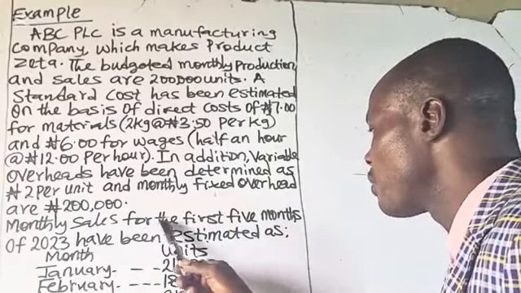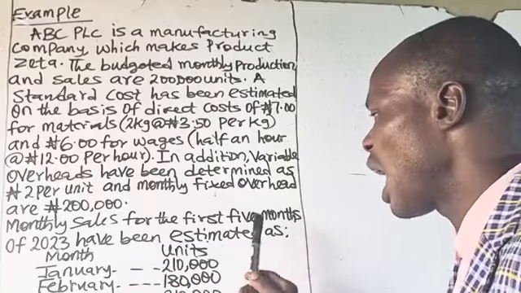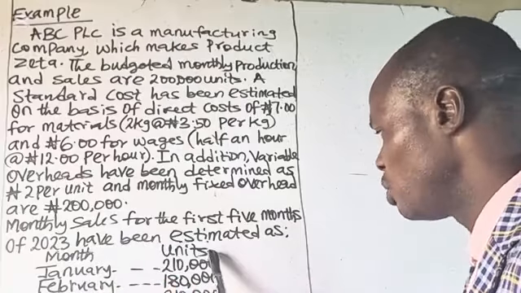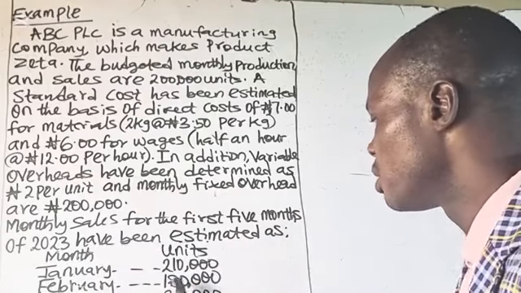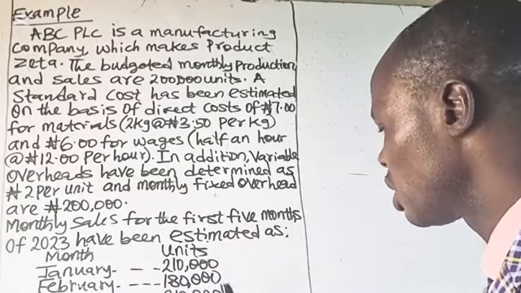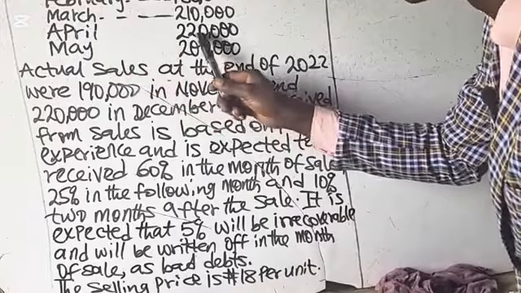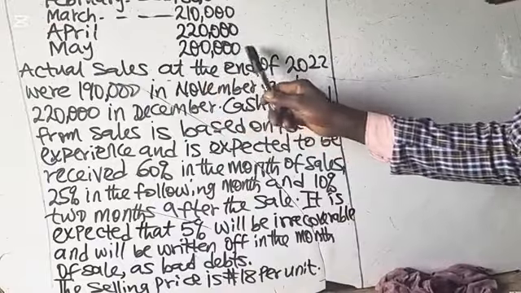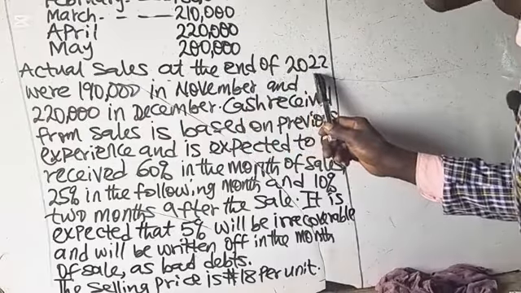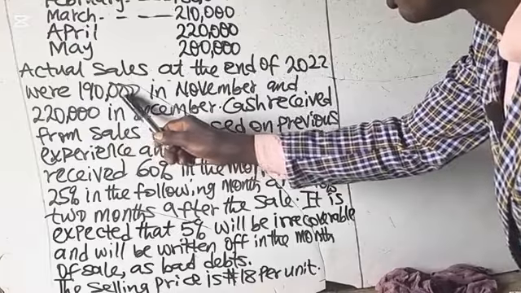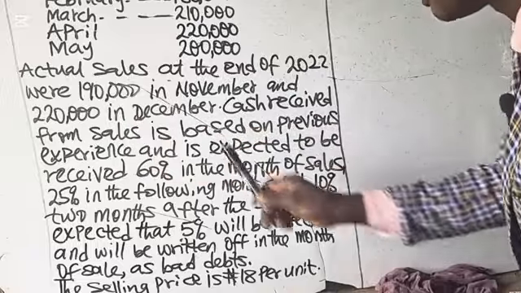Monthly sales for the first 5 months of 2023 have been estimated as, we have months and units. January, 210,000 units. February, 180,000 units. March, 210,000 units. April, 220,000 units. May, 200,000 units. Actual sales at the end of 2022 were 190,000 in November and 220,000 units in December.